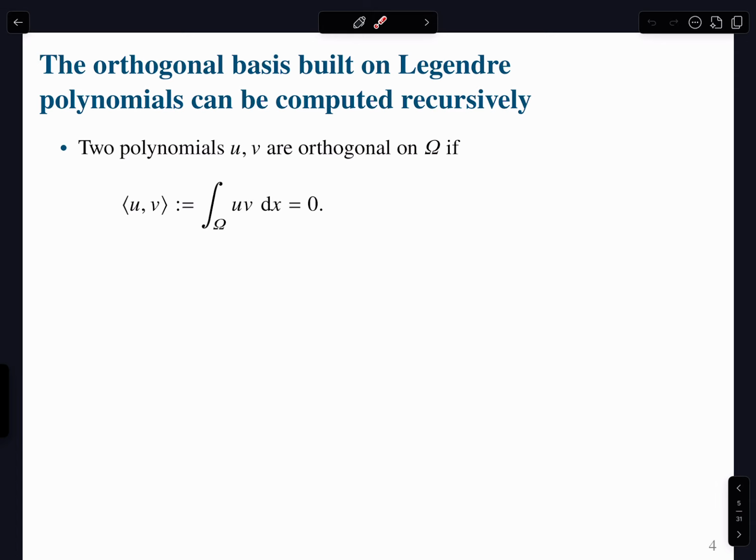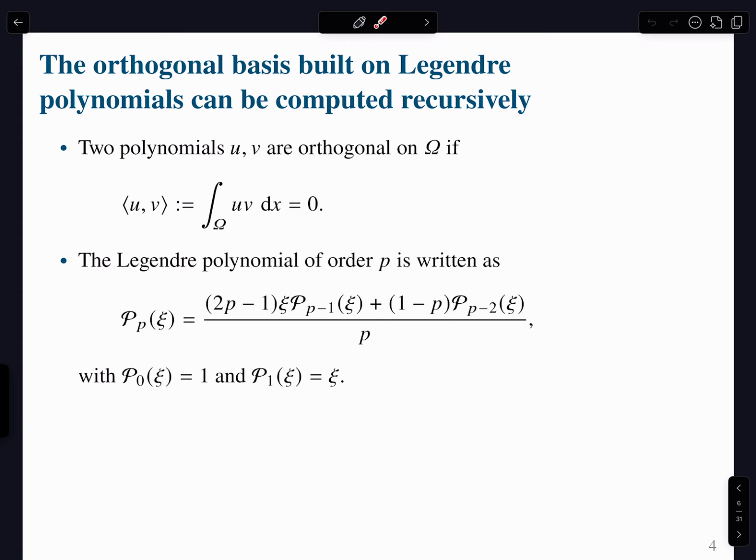This is the way we define orthogonality for functions. I'm integrating these functions in my domain of interest, in this case, -1 to 1. And if the integral of the product of those two functions over that domain is equal to 0, then I can say that these two functions are orthogonal to one another.